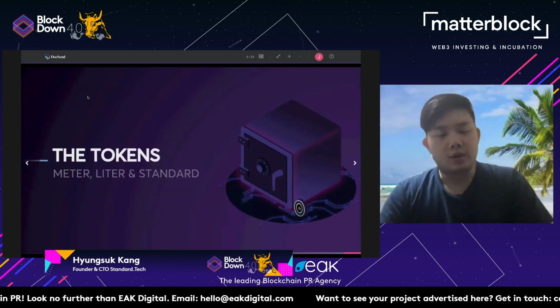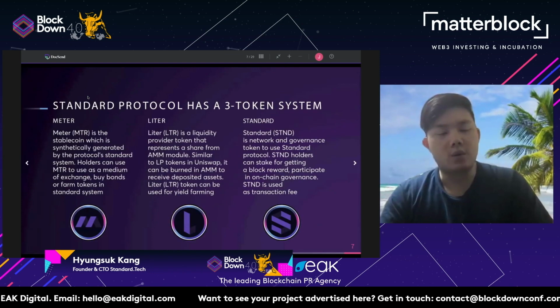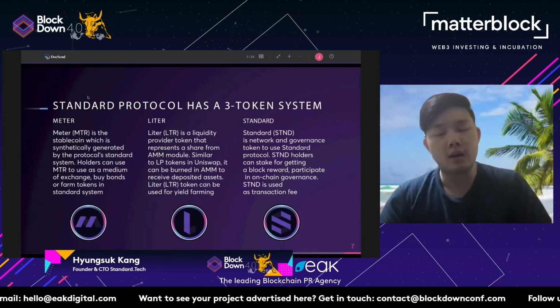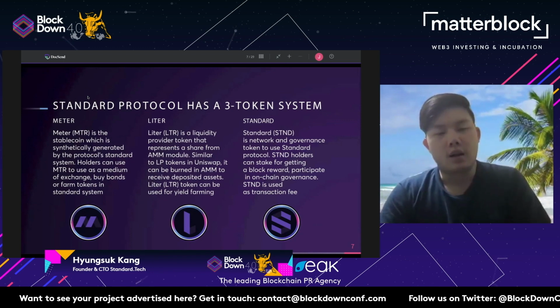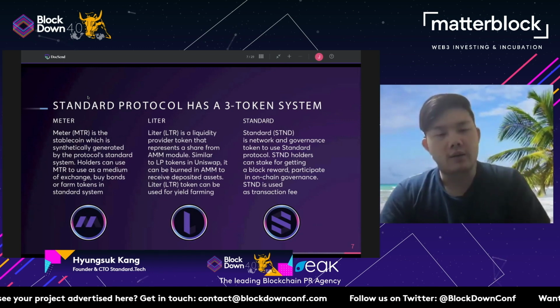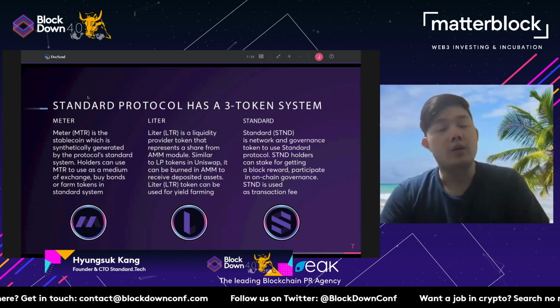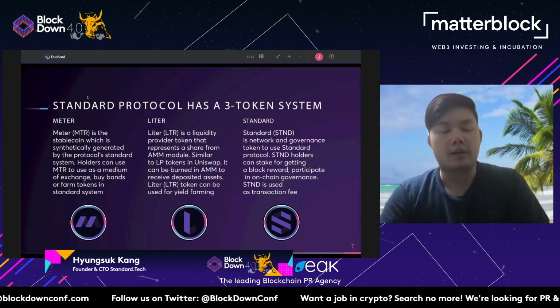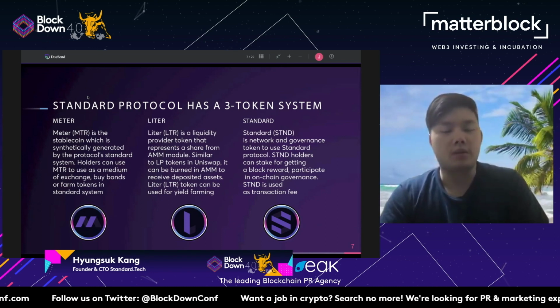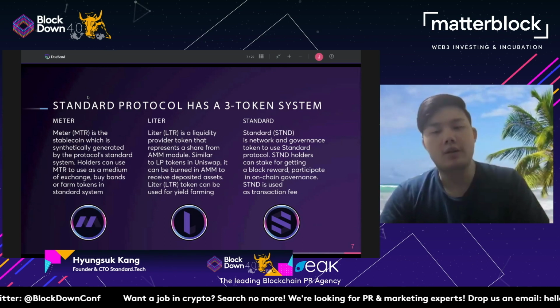So Standard uses a 3-token system. Meter is our stablecoin, which is generated synthetically with over-collateralization, and Leader is the liquidity provider token, just like from Uniswap v2. It could have many pairs, such as DOT-Meter LP tokens. Those are called Leader in our ecosystem.